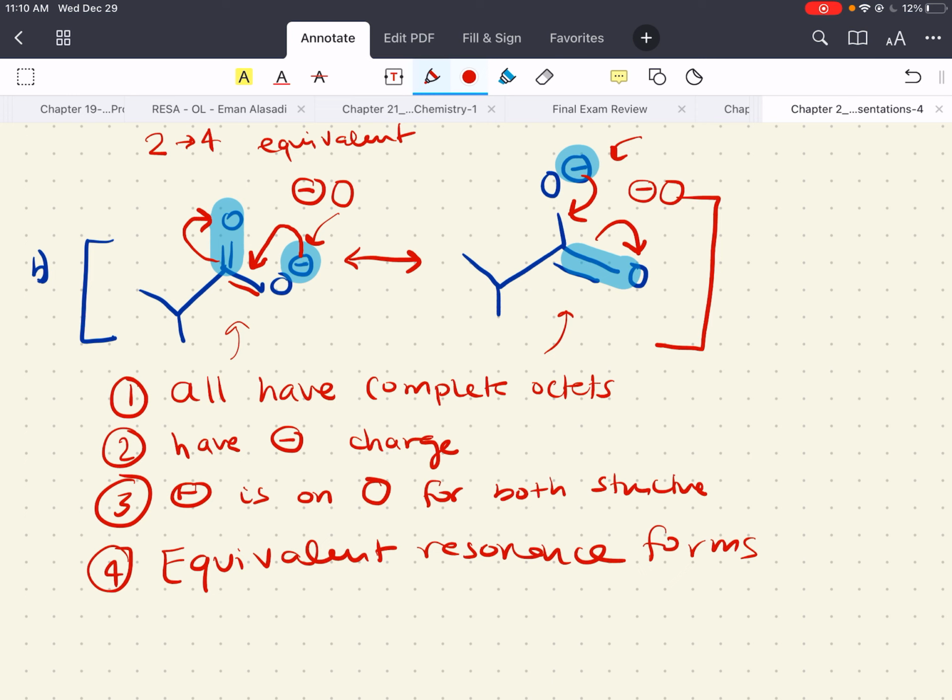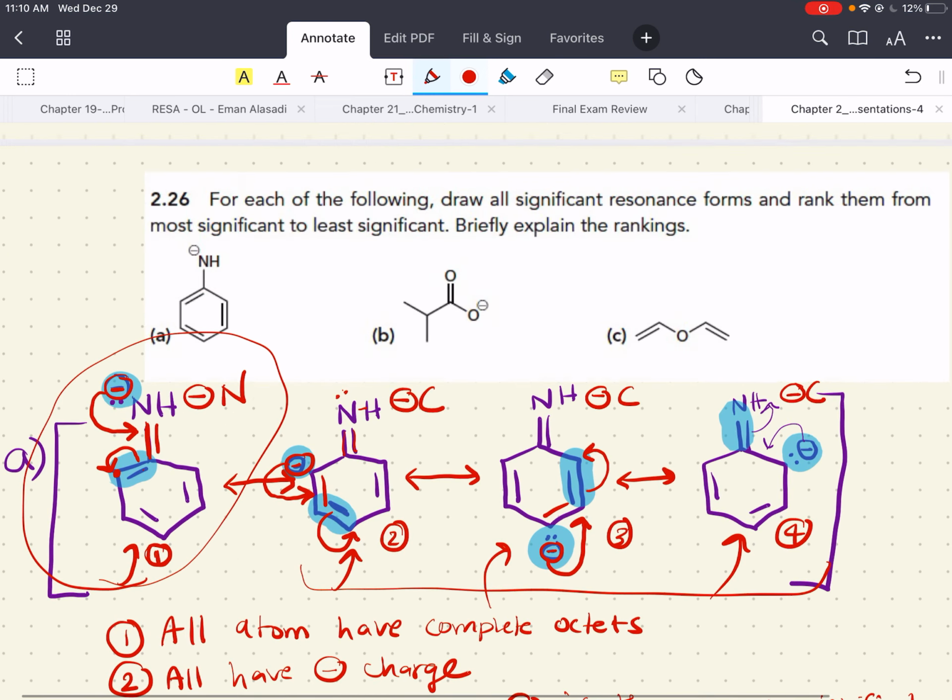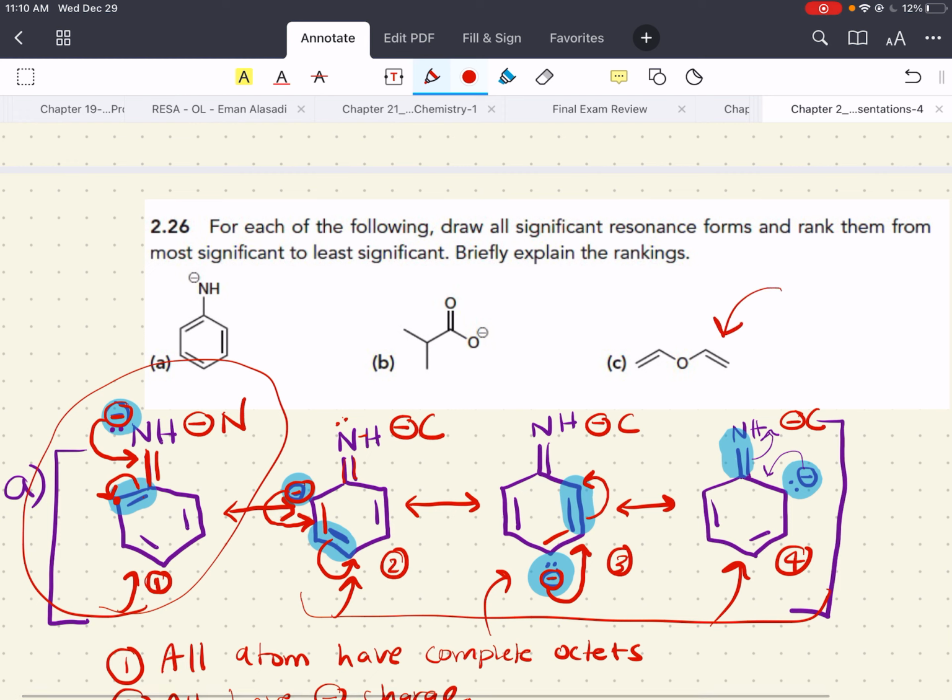And so that is how we want to approach these kinds of problems. I'm going to let C be one that you do, and I'll post the answers to that. Try it out. Draw all the resonance forms for this molecule, and then go through your rules to try to determine which resonance structure is more significant or if they're all equivalent.